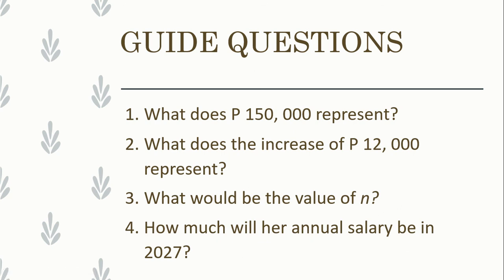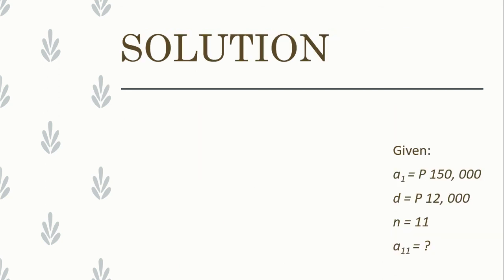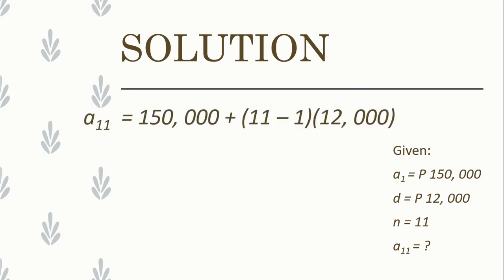By answering the first three questions, we can now answer the main problem. How much will her annual salary be in 2027? We identify the given: the first term is equal to 150,000, the common difference is equal to 12,000, n, or the number of terms, is equal to 11. And the 11th term, which represents the salary in 2027, will be equal to 150,000 plus the quantity of 11 minus 1 multiplied by 12,000.